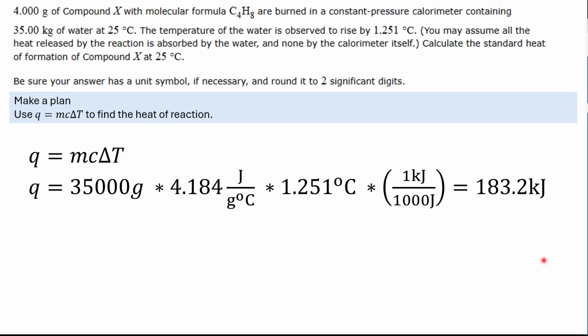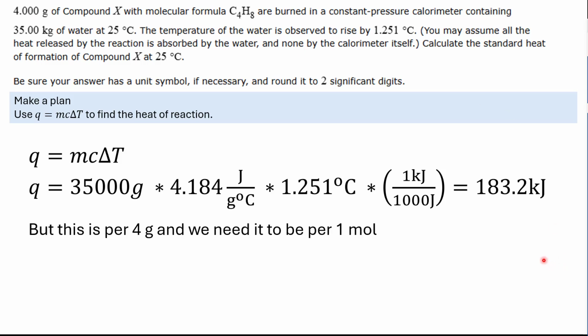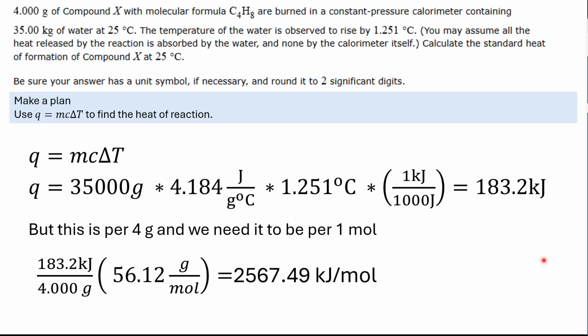If we're going to fill this into delta H of reaction, we need to first get it into 1 mole, because the delta H of reaction is going to be for however many moles the balanced reaction has in it. So we'll take our 183.2, we'll divide by our 4 grams. That's going to get us kilojoules per gram right here. But we don't want kilojoules per gram, we want kilojoules per mole. So we need to get rid of grams, which is currently on the bottom, which means we're going to put grams on top, moles on the bottom. We put our molar mass in, and we get our answer. So this is kilojoules per 1 mole. This is our delta H, right?